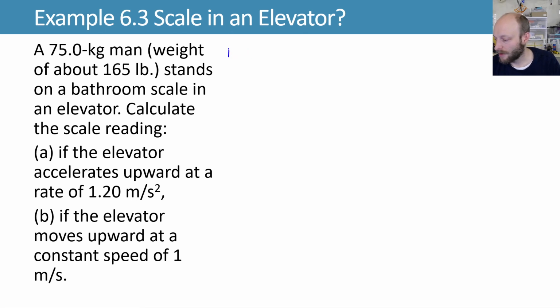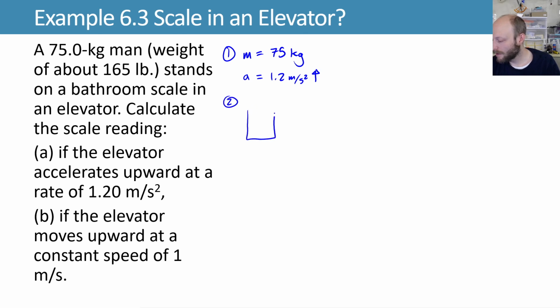Well, we'll start and try and follow our problem solving where we read and we note some things we know. Our mass of the person is 75 kilograms. And the acceleration, for part A at least, is 1.2 meters per second squared upward. We'll now draw a little sketch of the situation. We have an elevator, and inside of the elevator, we have a scale, and then we have a man standing on the scale, and there's an interaction here between the man and the scale.